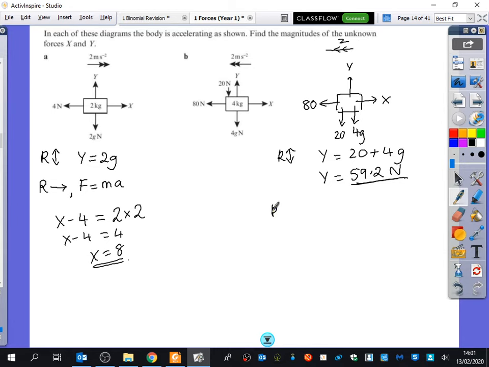So if I'm going to resolve it to the left now to find the resultant force using F equals ma, I've clearly got this one is going to be bigger than this one because overall it's making it accelerate in that direction. So I get 80 minus x equals the mass, which is 4, times the acceleration, which is 2. So 80 minus x equals 8, which means that x is 72.